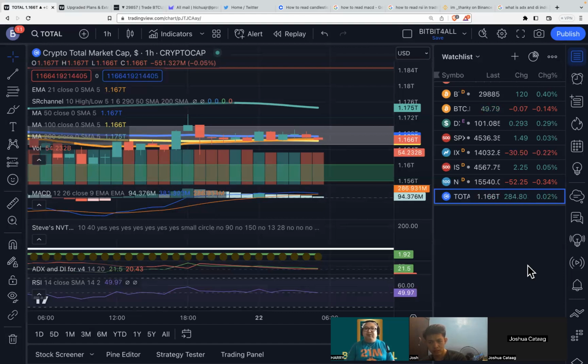Nag-bankruptcy sila during the bear market last year. So nandun ang mga Bitcoin ko. So ngayon natuto na ako. Like I want to have full control of my Bitcoin. So ngayon cold storage na ginagawa ko. So Ledger Nano, Trezor, and all those kind of stuff. Okay? So importante ito kasi makikita natin na mayroon pang potential.